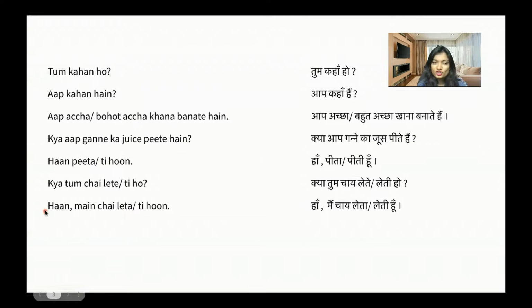If you want to keep it shorter, then follow the same technique. End it with the verb. I mean, you can omit the subject. You just need to end with the verb. हाँ लेता हूँ और हाँ लेती हूँ.